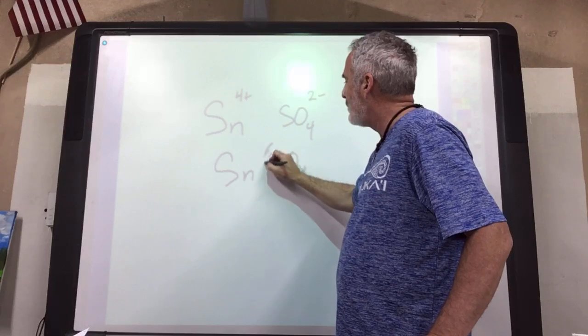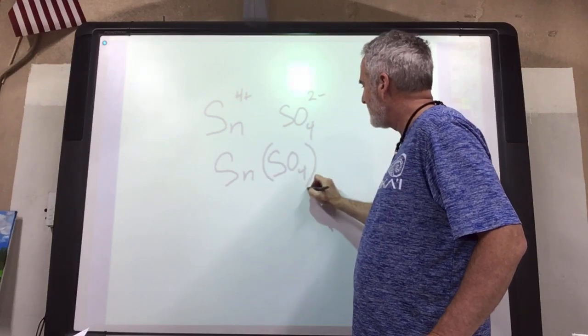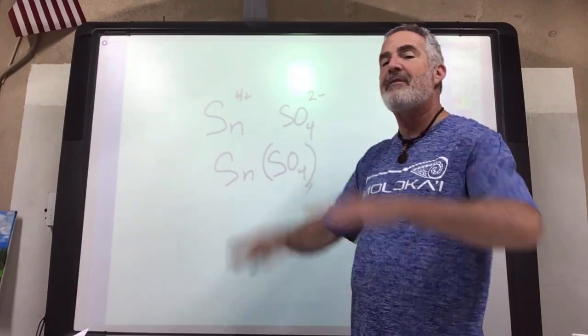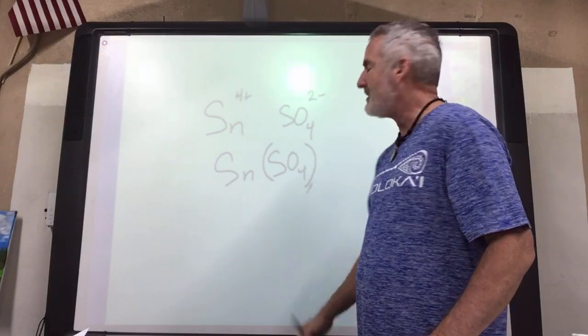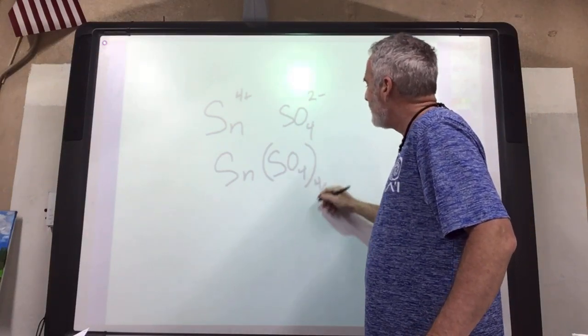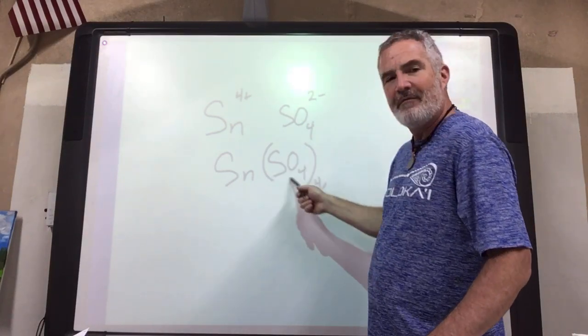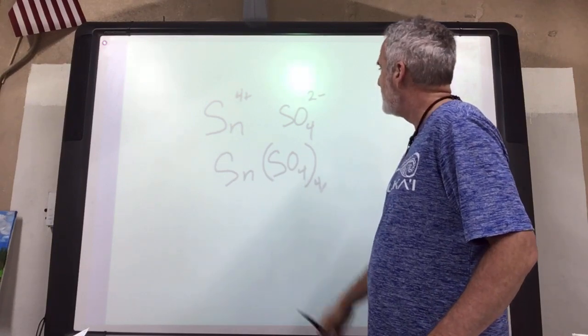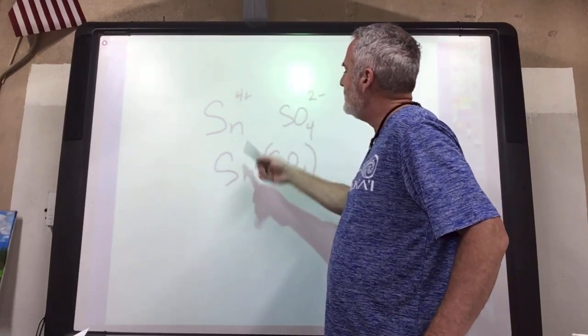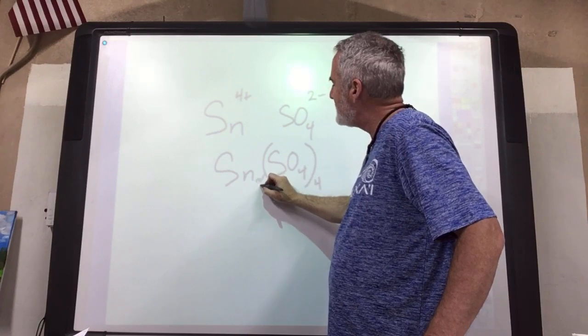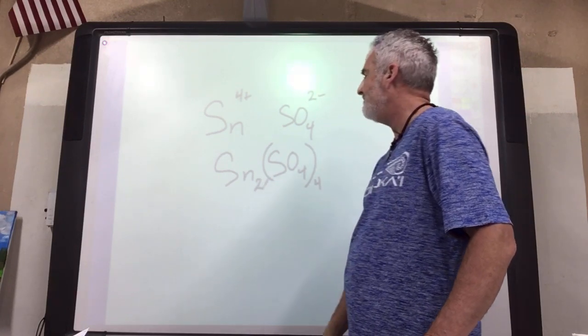But we need to put parentheses. So parentheses, just like you do in math. We put a 4 there to mean we have 4 of these sulfate ions. All right, then we cross over the 2. So Tin has a subscript of 2.